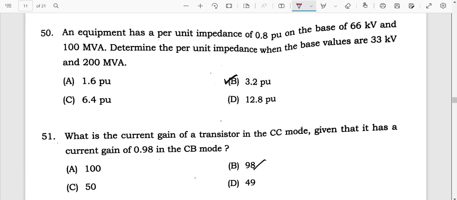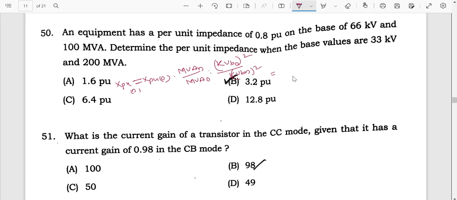Next one, an equipment has per unit impedance of 0.8 per unit on the basis of 66 kV and 100 MVA. Determine the per unit impedance when the base values are 33 kV and 200 MVA. So you know the basic formula and just substitute here. What is the basic formula here? X per unit new is equal to X per unit old into MVA new divided by MVA old into kV base old square divided by kV base new square.